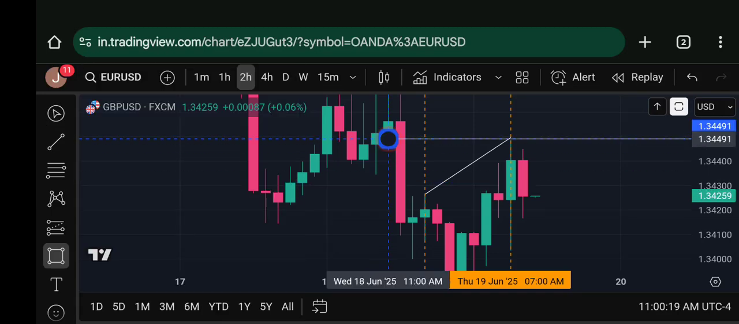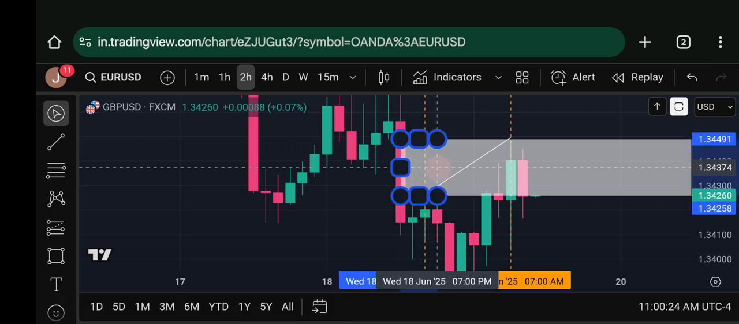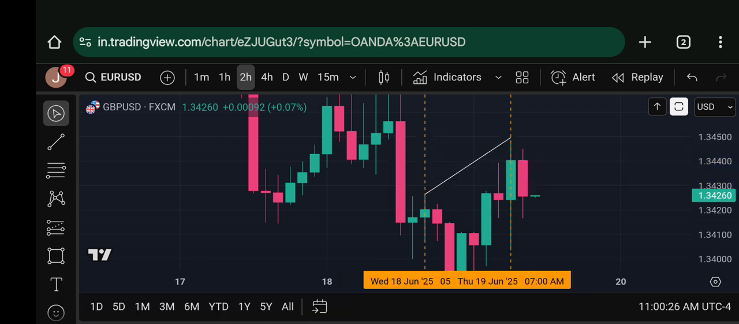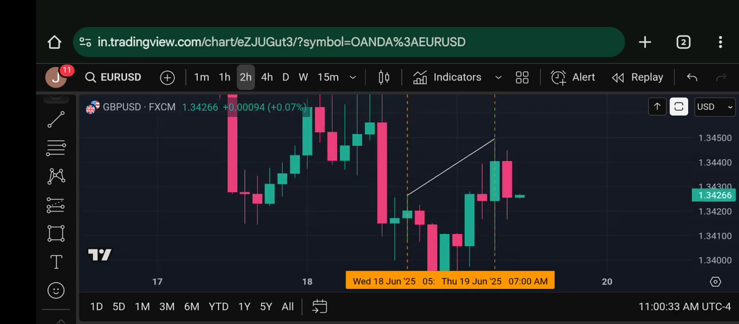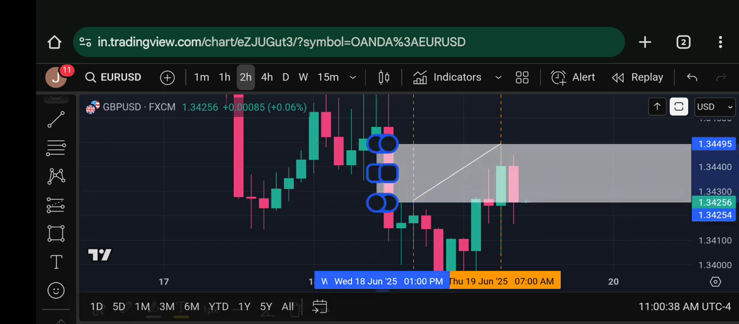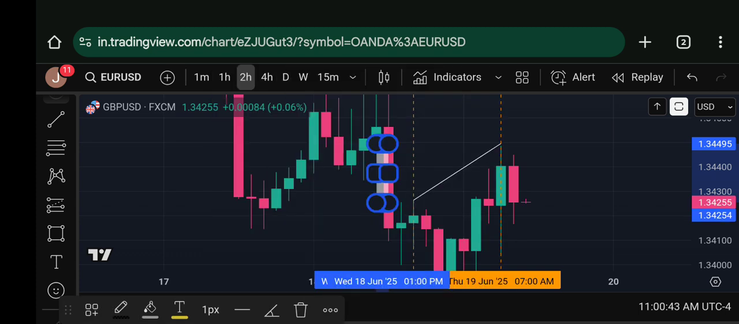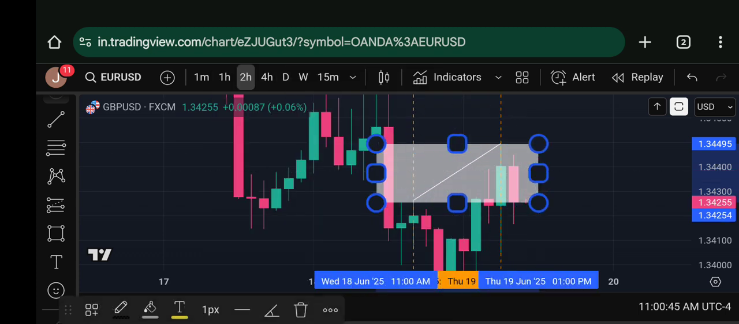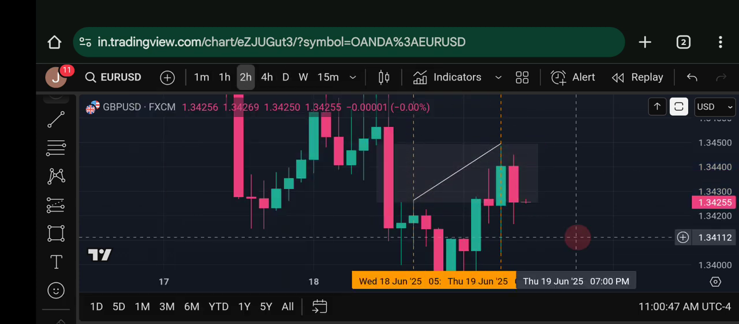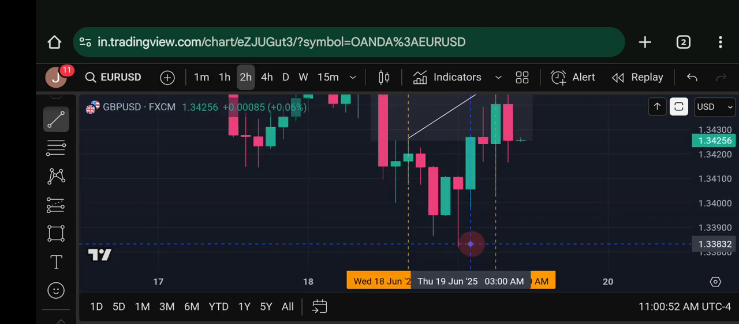We can see that we are on the GBP USD chart and there is a 2 hour IRL to ERL. We can see a 2 hour internal range liquidity here, to this external range liquidity here.